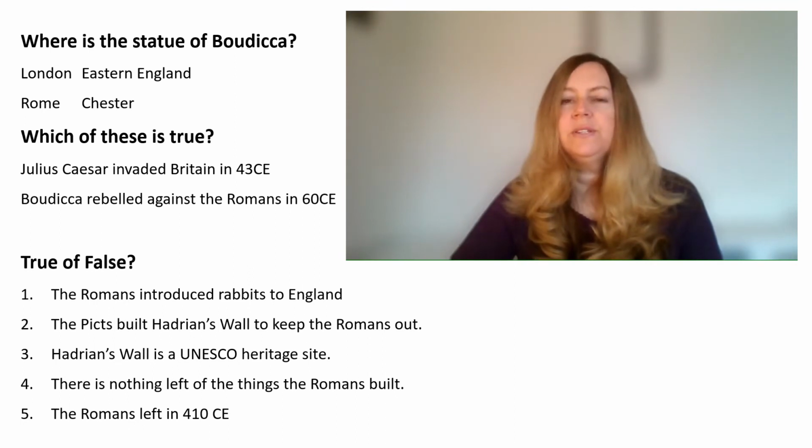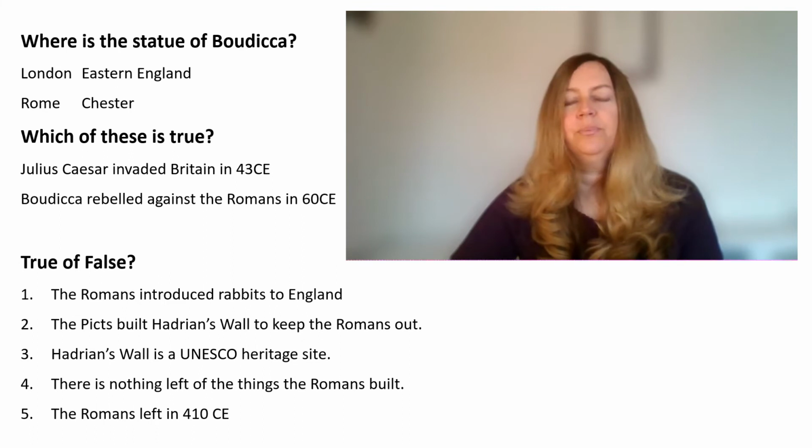It was during the time of Roman occupation that the first Christian communities appeared in Britain. In about 410 CE, the Romans left to defend other parts of their empire, and they never returned. This left the way clear for the next set of invaders.